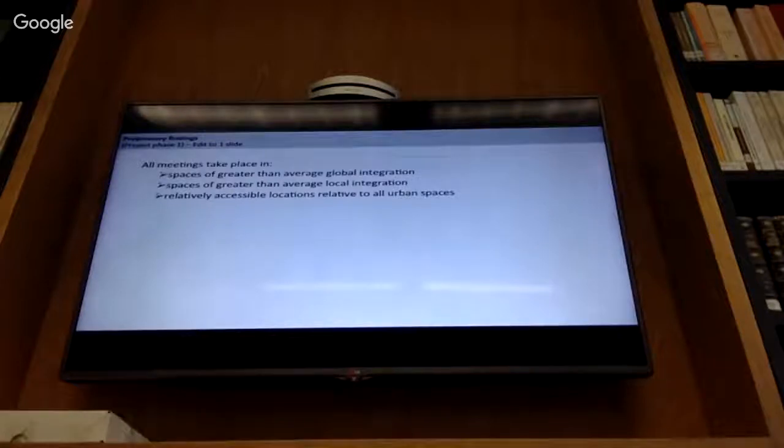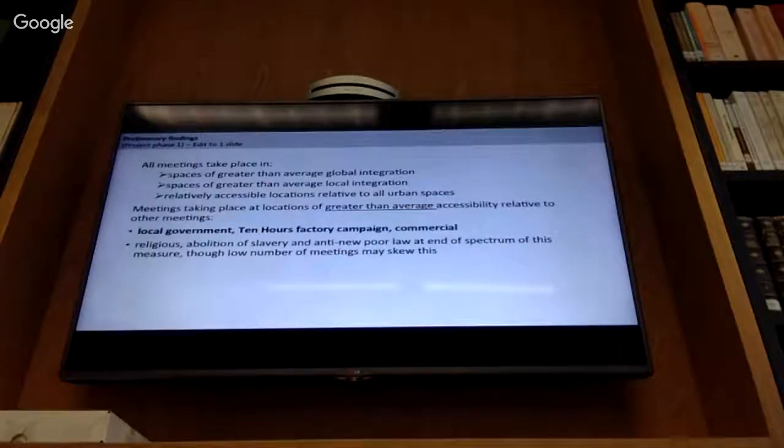And this is in the era from the French Revolution to the end of Chartism. So there's a lot of repressive legislation about meetings as well. So this is quite an interesting finding for me. Meetings that take place in locations of greater than average accessibility include local government meetings. Those are all the things that happen in the town hall, basically. Ten hours factory campaign meetings actually mostly occur in pubs that are in the city centre, and commercial meetings. So again, things about merchants and middle class meetings, basically, about taxes, things like that.